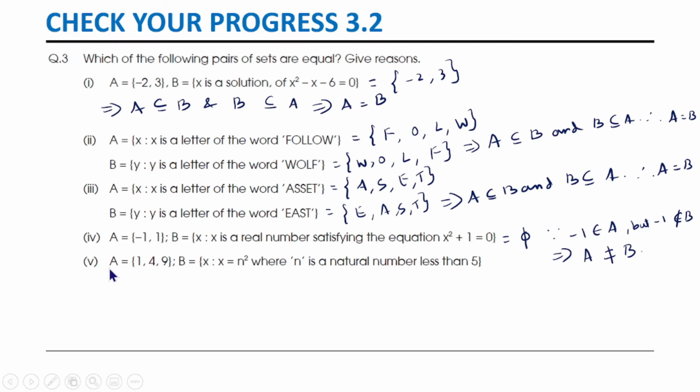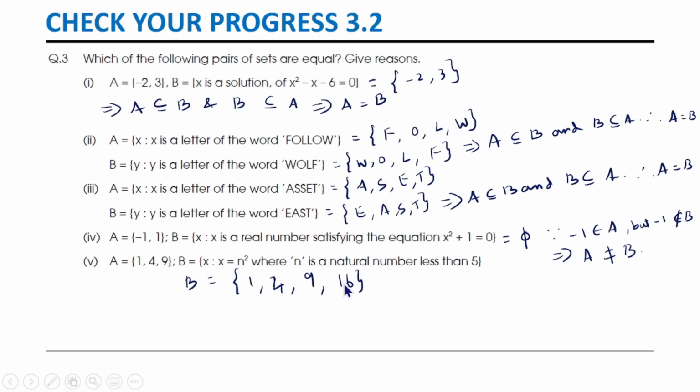Then the fifth subdivision, A is equal to {1, 4, 9}. B is equal to the set of all x such that x is equal to n square, where n is a natural number less than 5. Here n is a natural number less than 5 means n includes 1, 2, 3 and 4. So B is the set {1, 4, 9, 16}: 1 square is 1, 2 square is 4, 3 square is 9 and 4 square is 16, because n takes the values 1, 2, 3 and 4.